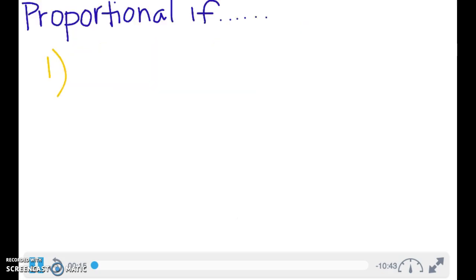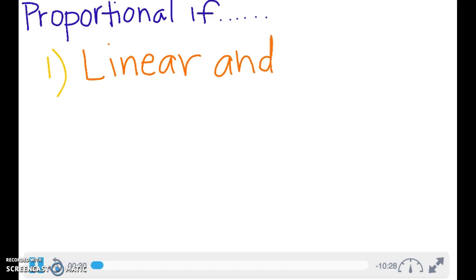The first thing in class we talked about was some different ways to tell if something is proportional, especially when you're graphing a relationship. The first way is if you actually graph it, it has to form a straight line. It has to be linear and it has to go through 0, 0.